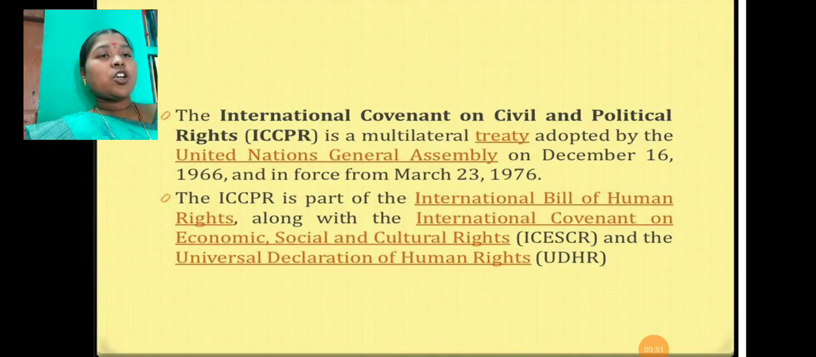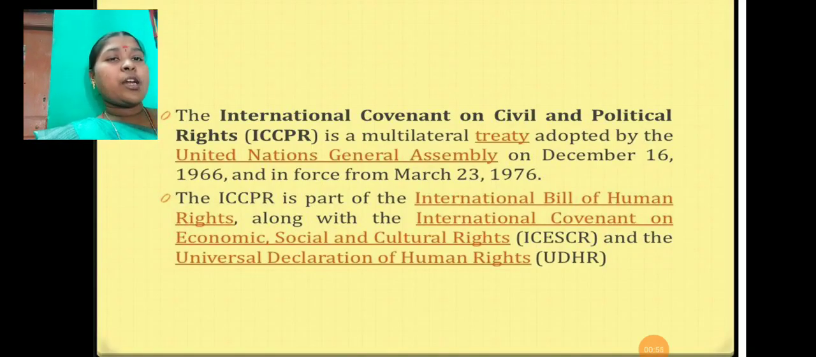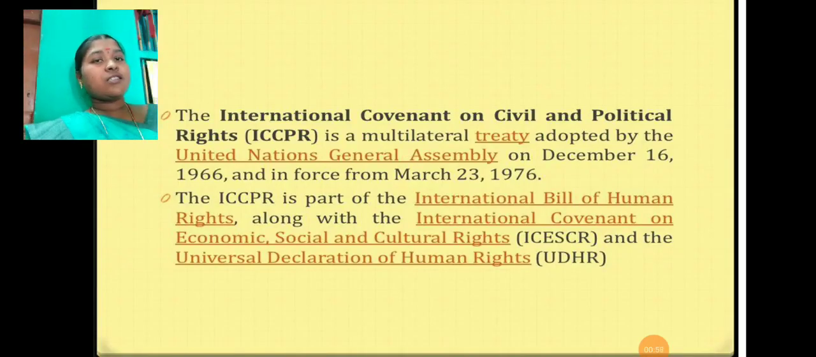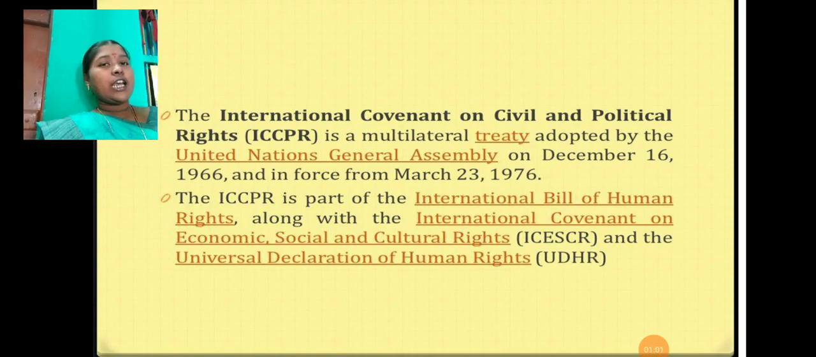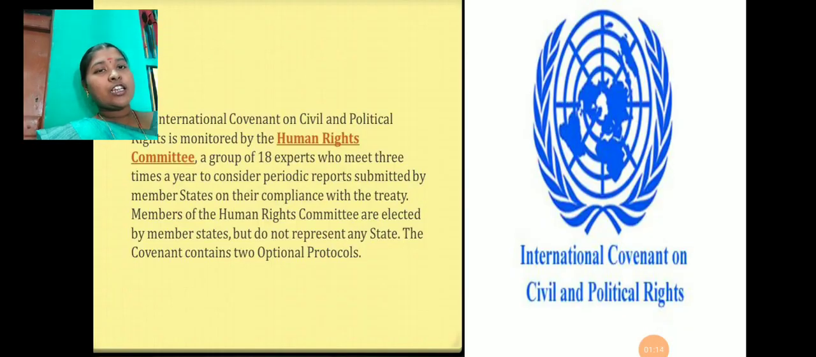The International Covenant on Civil and Political Rights is a multilateral treaty adopted by the United Nations General Assembly on December 16, 1966 and in force from March 20, 1976. It is part of the International Bill of Human Rights along with the International Covenant on Economic, Social and Cultural Rights and the Universal Declaration of Human Rights.